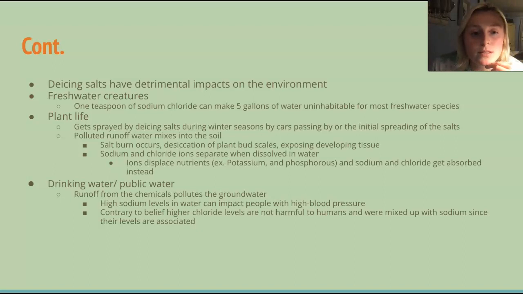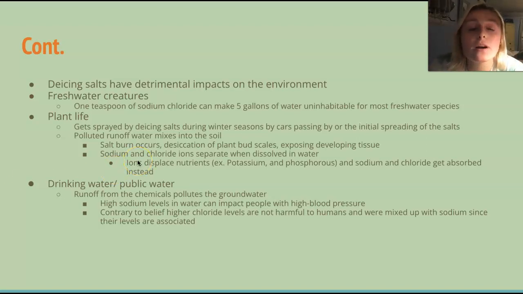Plant life also gets impacted when it gets sprayed by the de-icing salts in the winter or when the groundwater is polluted, because salt burn can occur and desiccation of the plant bud scales, which leaves them vulnerable to the environment, which is usually really cold, so it'll freeze.